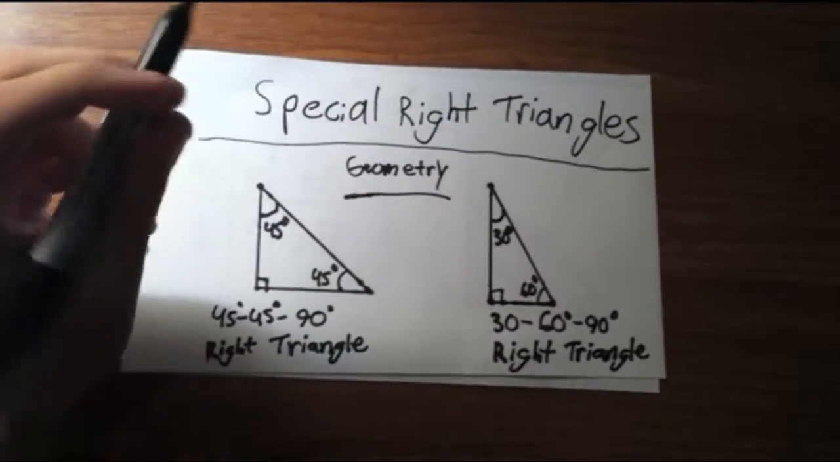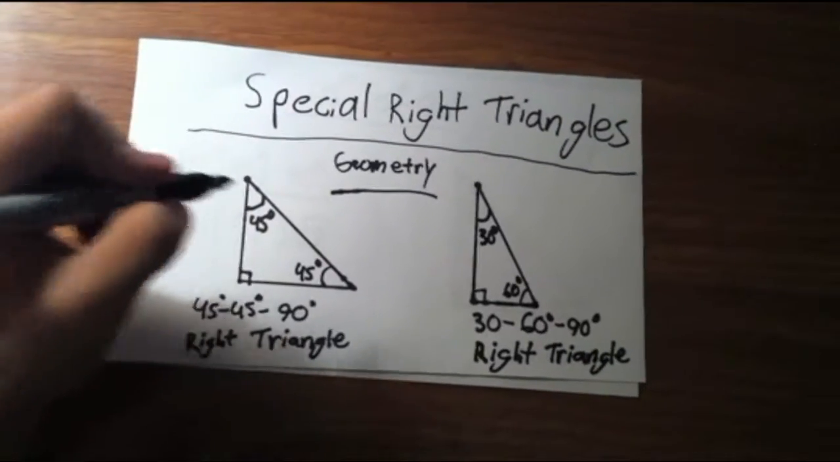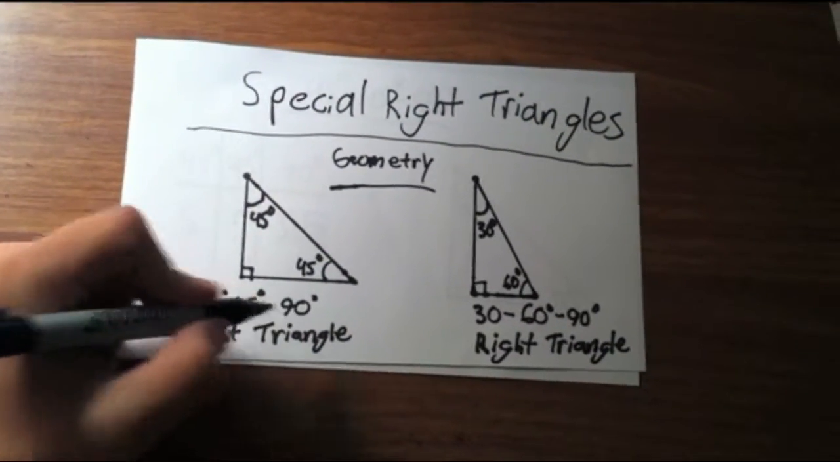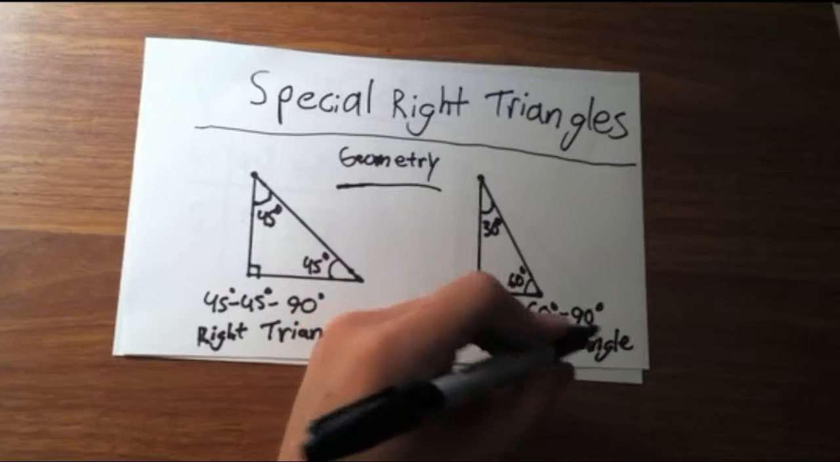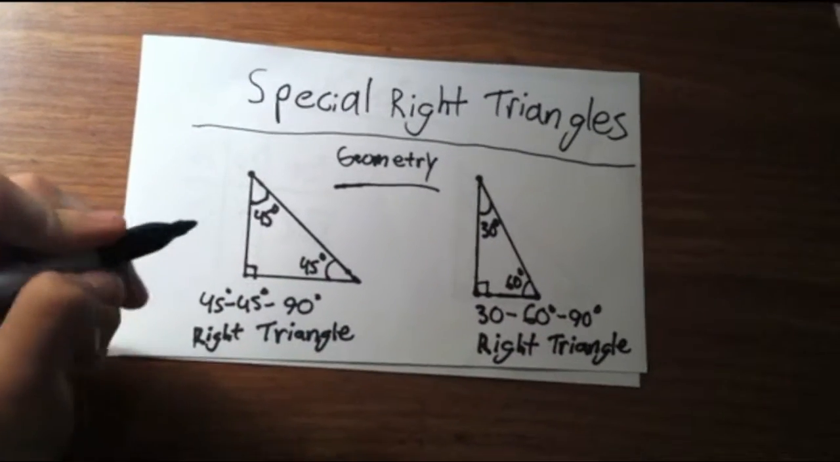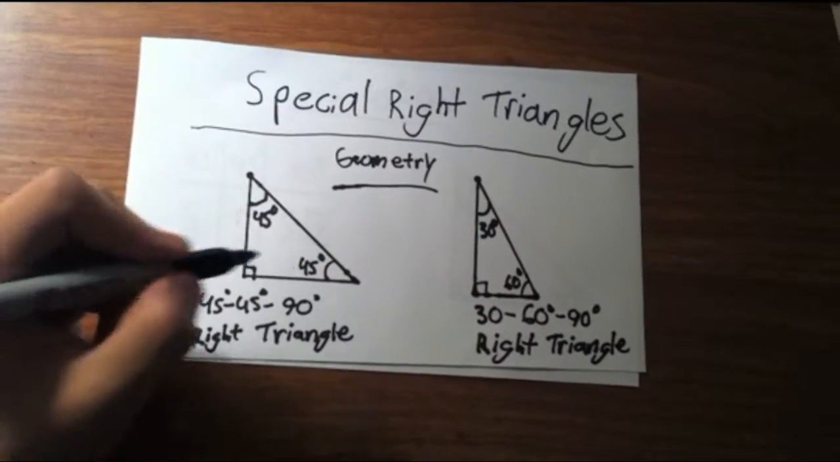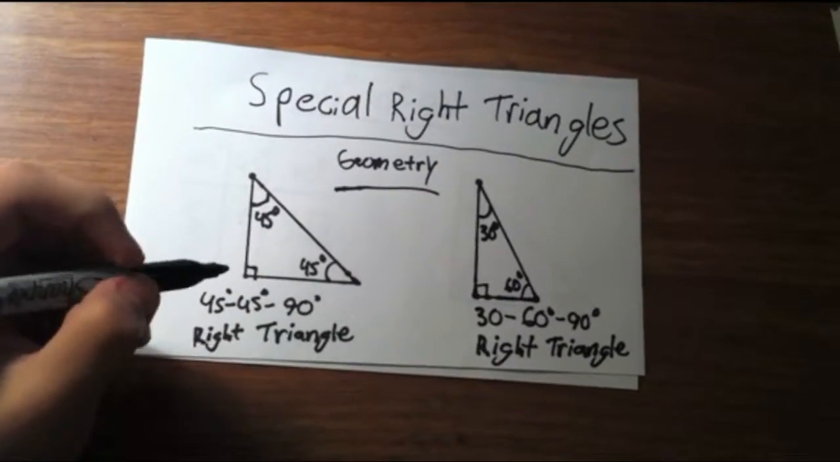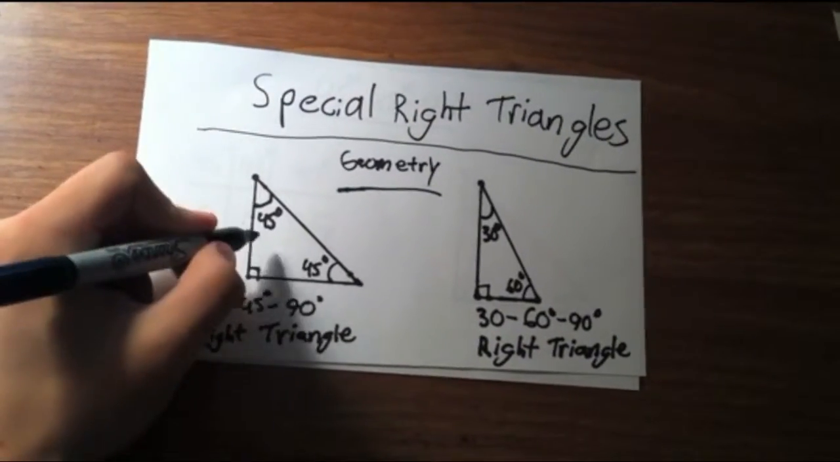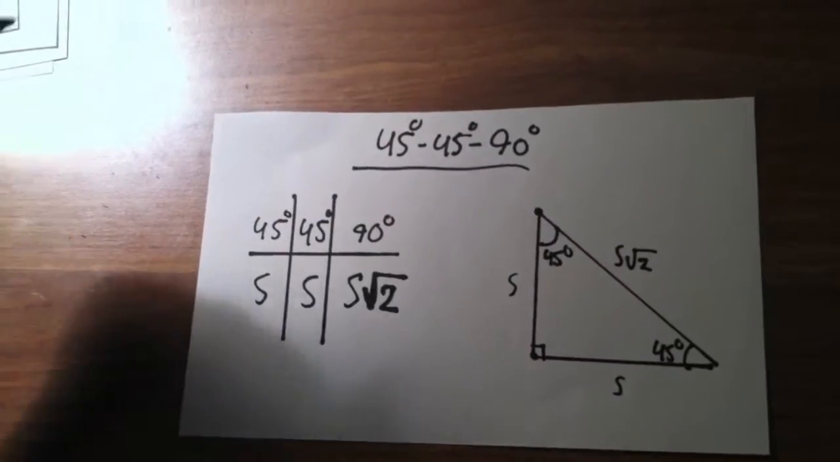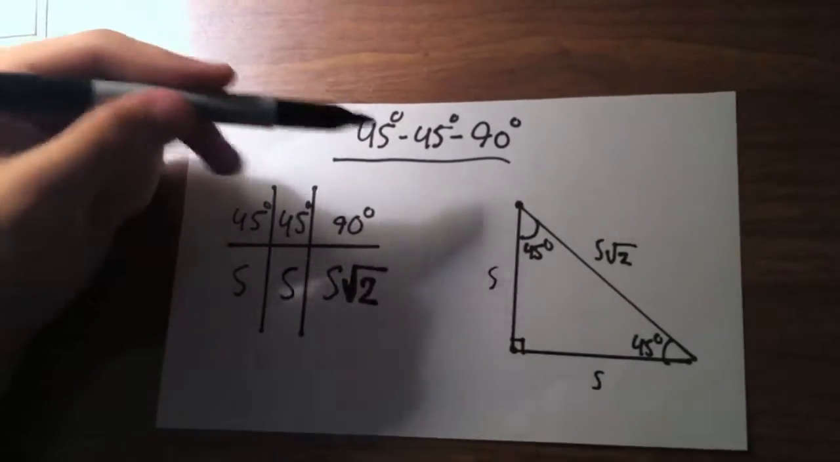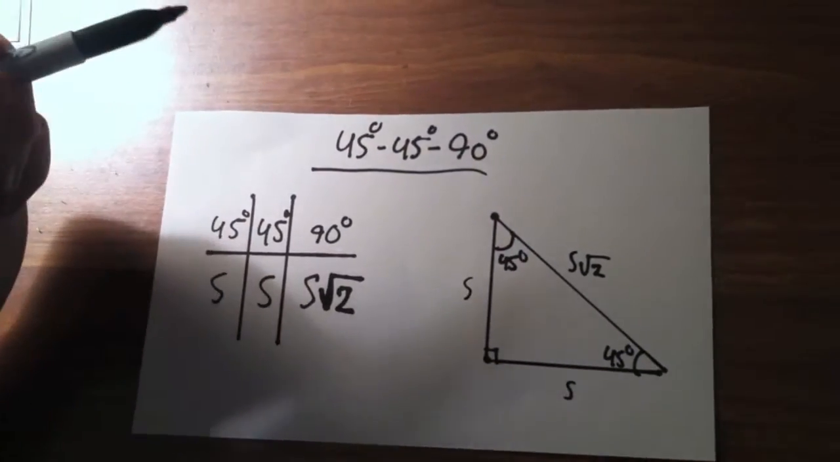There are two main types of special right triangles: the 45-45-90 right triangle and the 30-60-90 right triangle. Special right triangles deal with the ratio of side lengths in comparison to the opposite angle. The first main triangle we're going to focus on is the 45-45-90 degree right triangle.